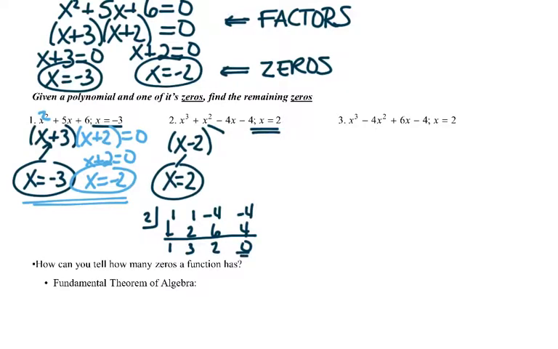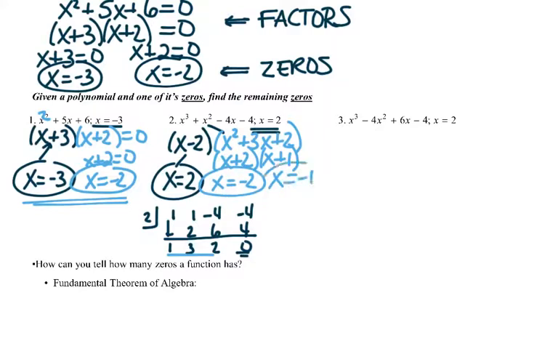It's giving me this 1, 3, 2, which tells me x squared plus 3x plus 2. Can that be factored again? Yes, it can. x plus 2, x plus 1. So now I get my other zeros, and you can just solve them like that, negative 2 and negative 1. So I notice it was a third power, and it had 3 answers.